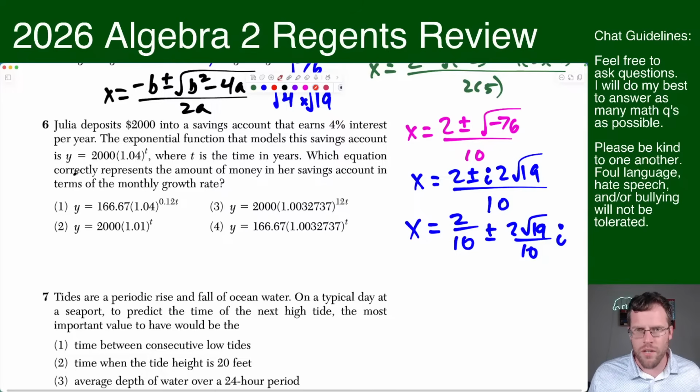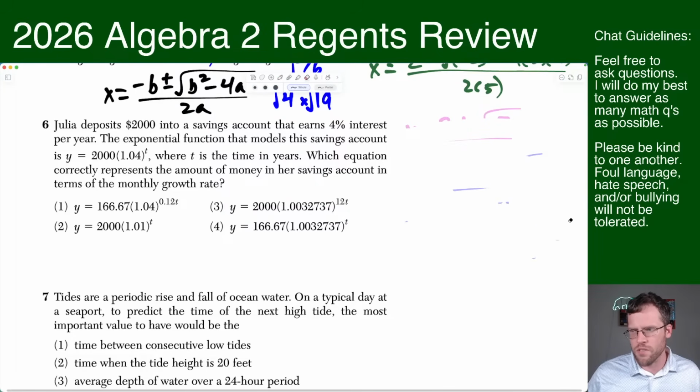All right. So here, next we have, let's see. Oh yeah, these are classic Regents questions. This shows up a bunch. So even though this test is old, this type of question shows up a lot. So here we have Julia deposits $2,000 into a savings account that earns 4% interest per year. And the exponential function that models this is here, y equals. Okay, so this is just modeling Julia's situation.